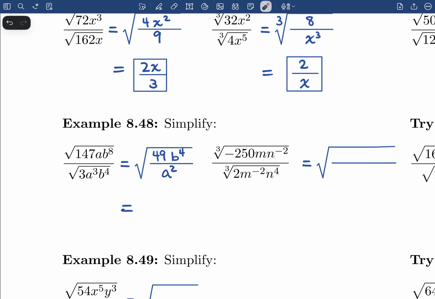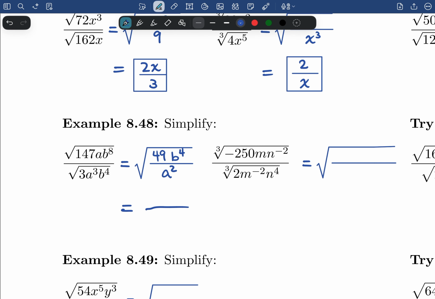All right, so at this point, I now try to simplify the things under this square root, and they're all perfect squares. 49 is a perfect square of 7. B to the 4th is the perfect square of b squared, and a squared is the perfect square of a. And so I can get rid of the square root entirely by writing 7b squared over a, and we're done. We have taken the square root of all those values, no more square root.